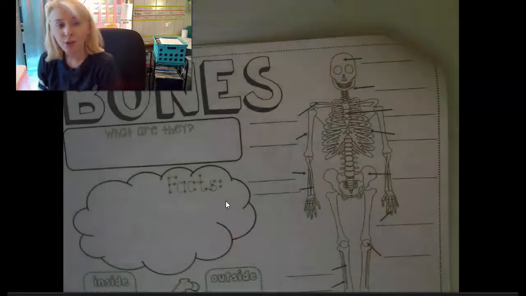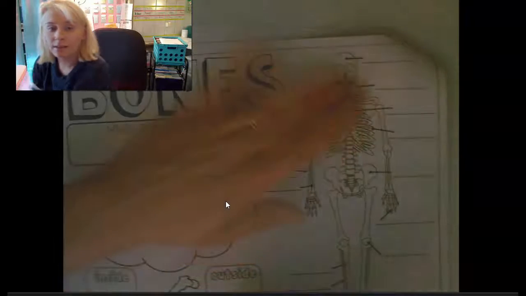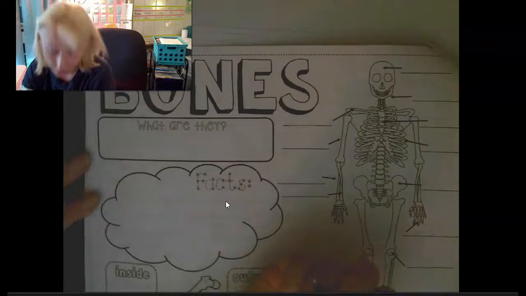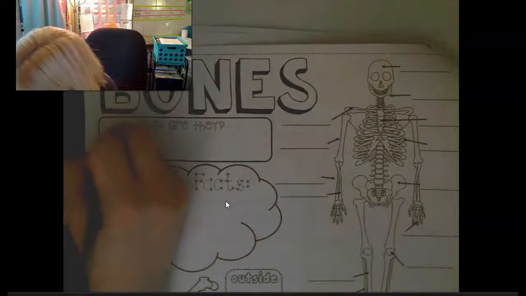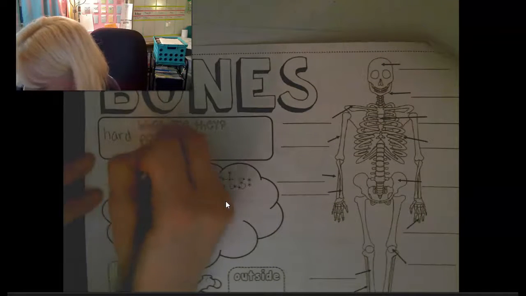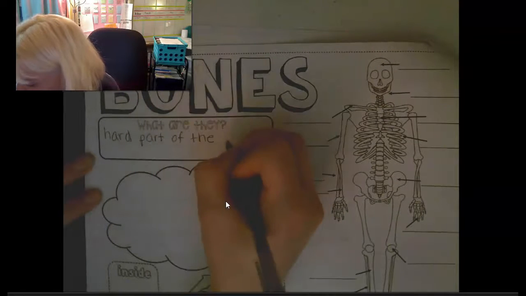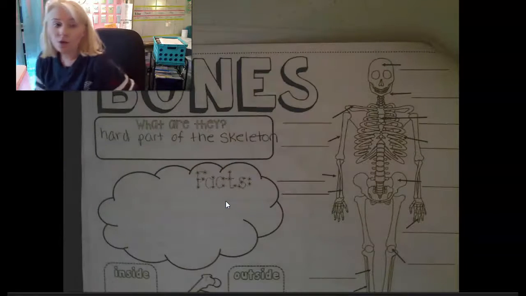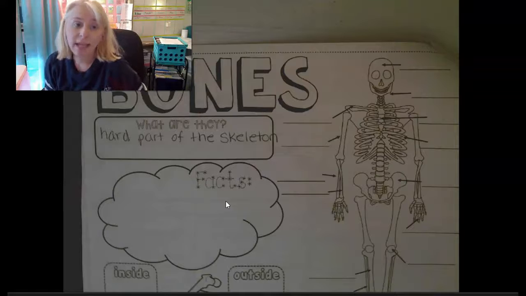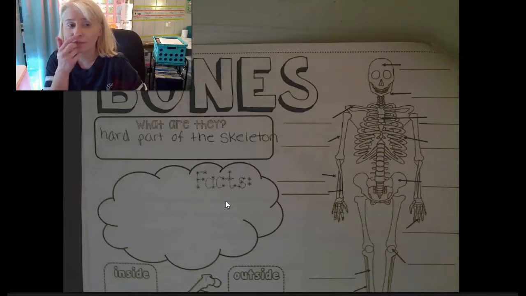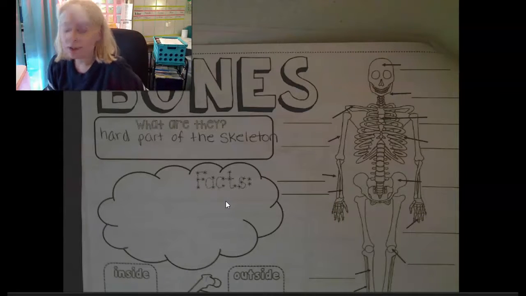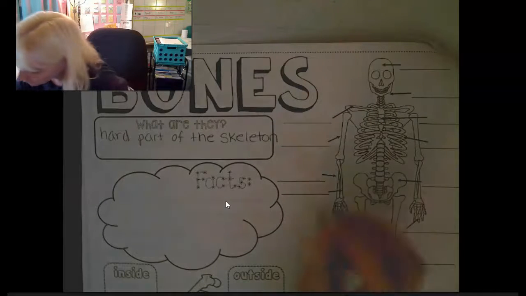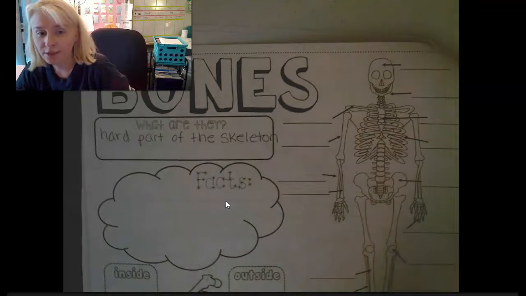Alright, so some of this is review before we get into labeling the skeleton, which is fun. So bones, what are they? They are the hard part of the skeletal system. I'm just going to put skeleton. We talked about ligaments and tendons and cartilage, and those are softer tissue. They're not these hard outer bones that we have here. So bones are referring to the hard parts of our skeleton.